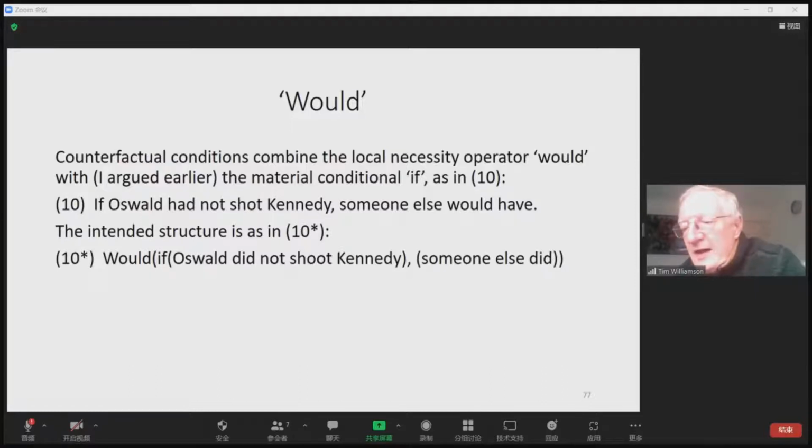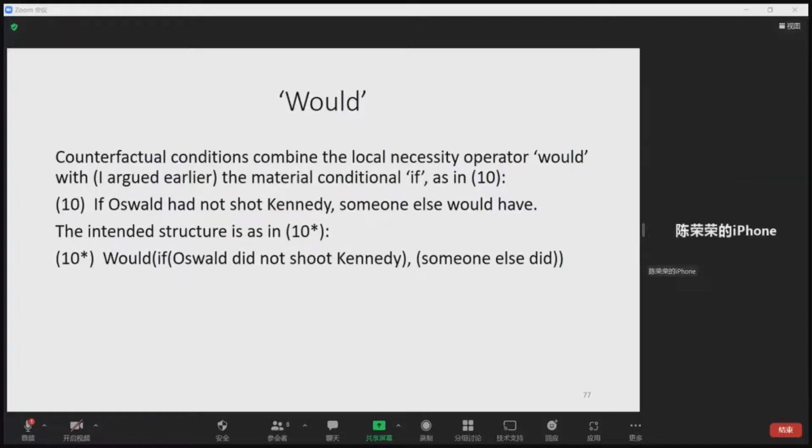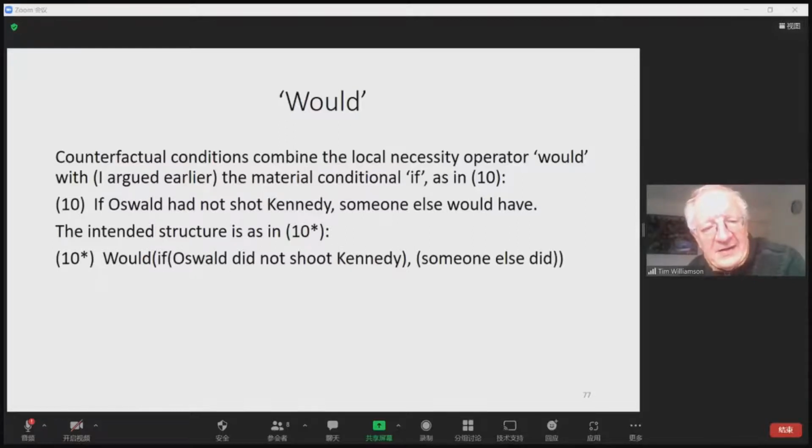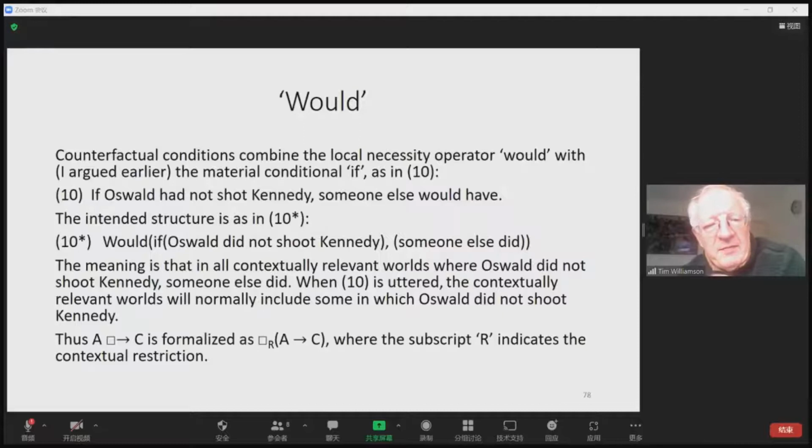So if we look at the sample counterfactual conditional that we were talking about before, if Oswald had not shot Kennedy, someone else would have. What I argue is that the intended structure is as in 10 star. Inside we've got an indicative conditional: if Oswald did not shoot Kennedy, someone else would. And then we're applying the modal operator would to that truth functional conditional. So the meaning is that in all contextually relevant worlds where Oswald did not shoot Kennedy, someone else did.